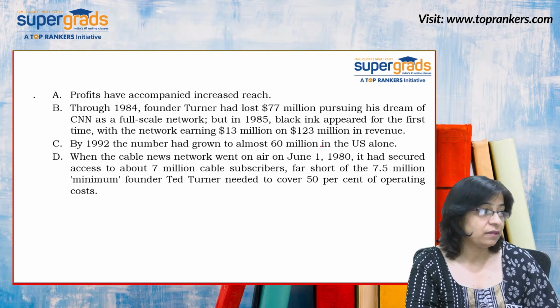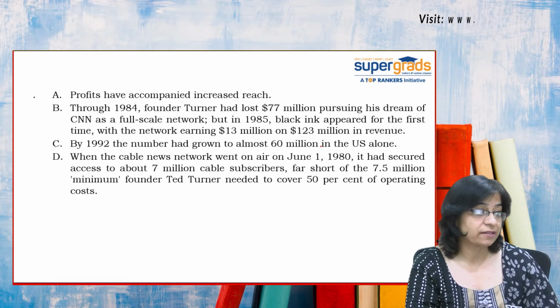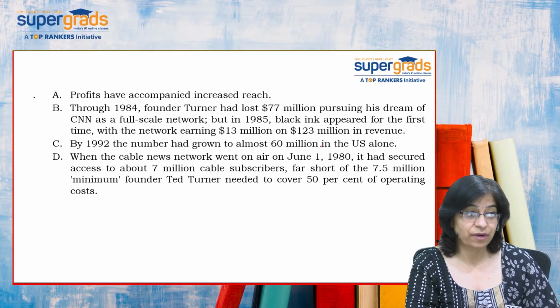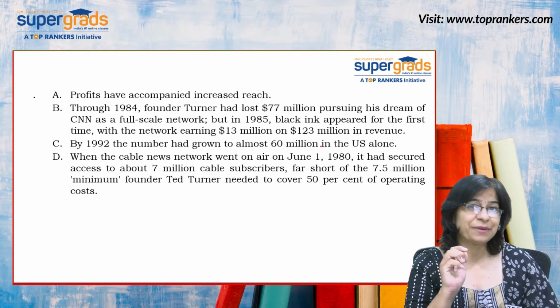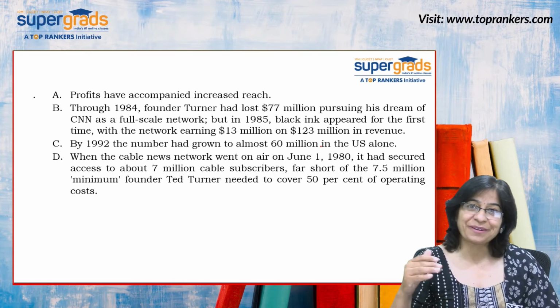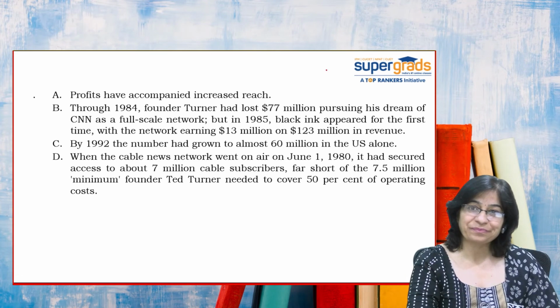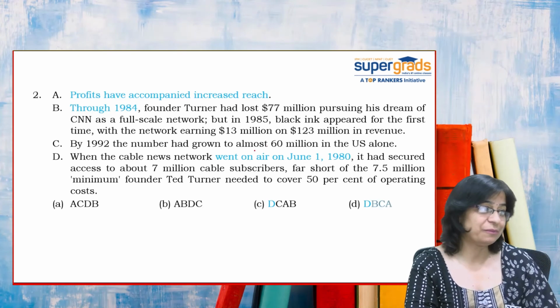When the cable news network went on air on 1st June 1980, it had secured access to about 7 million cable subscribers, far short of the 7.5 million minimum founder Ted Turner needed to cover 50% of the operating costs. I guess this one is the easiest of all. There's an order, there is a time grab that they've referred to. So let's just see.